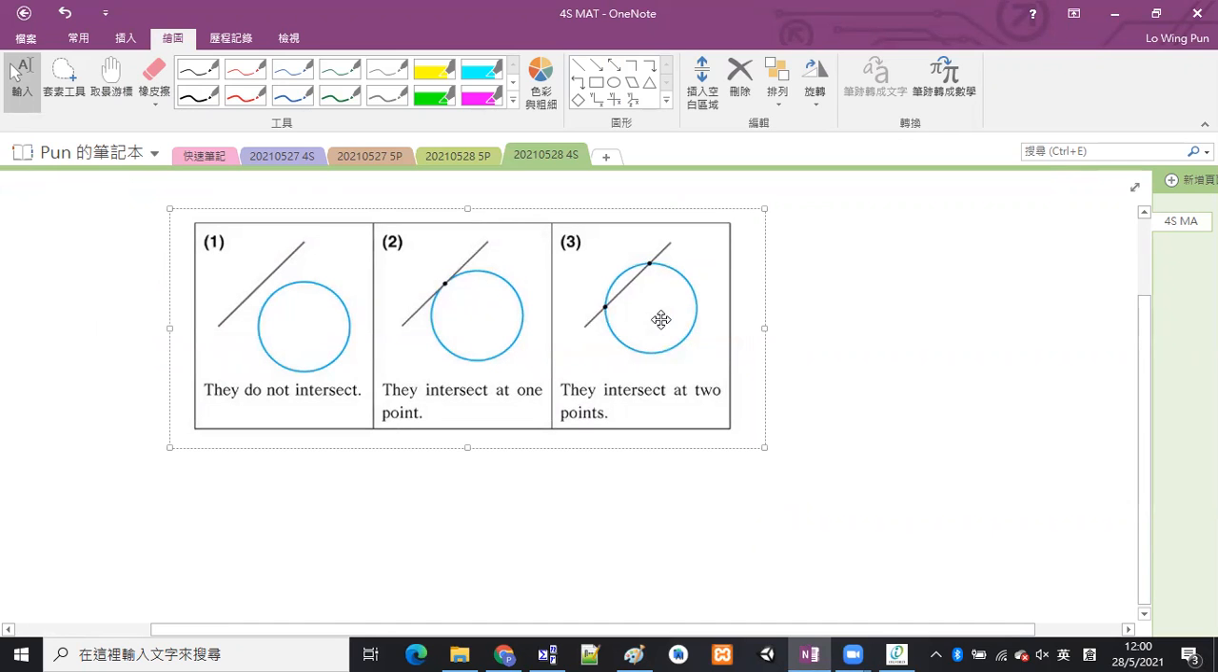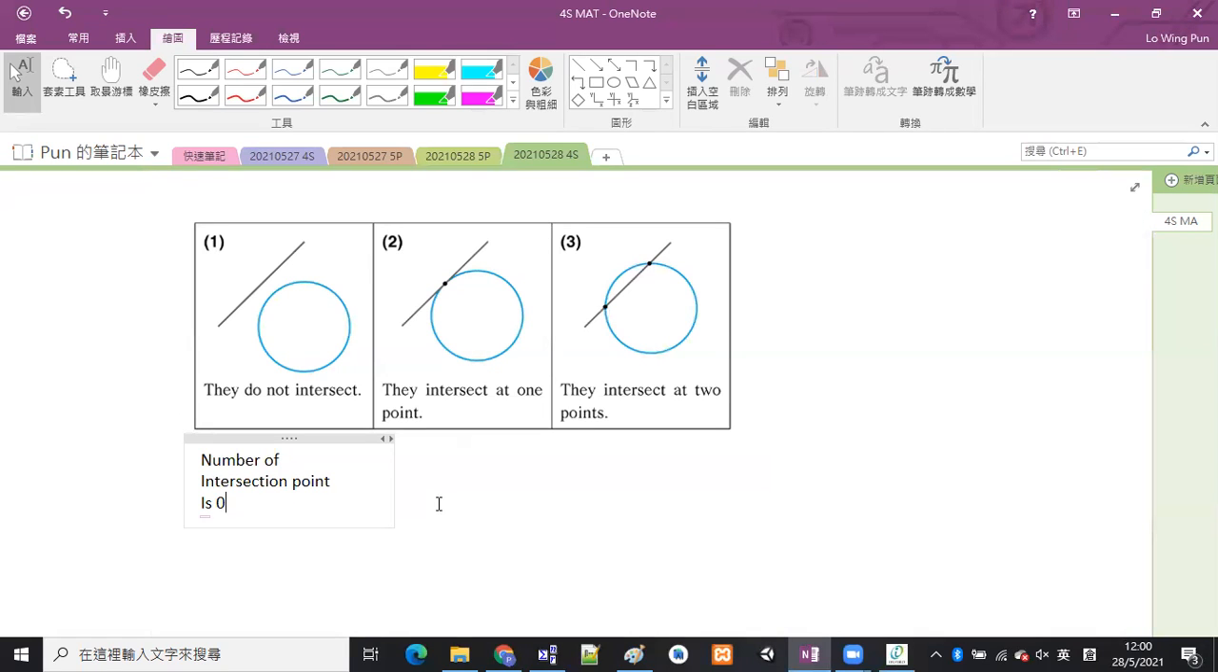So we will consider the number of intersection points between the straight line and the circle. There will be three different cases. The first case is the number of intersection points is 0, which means that they do not intersect with each other at all. That is like this.